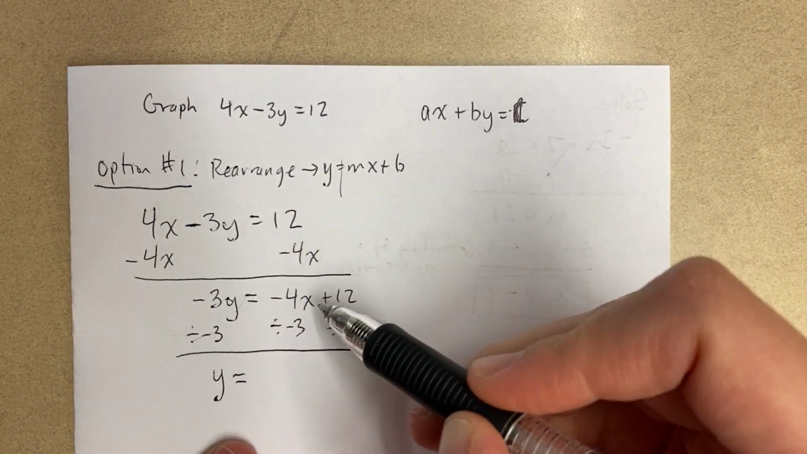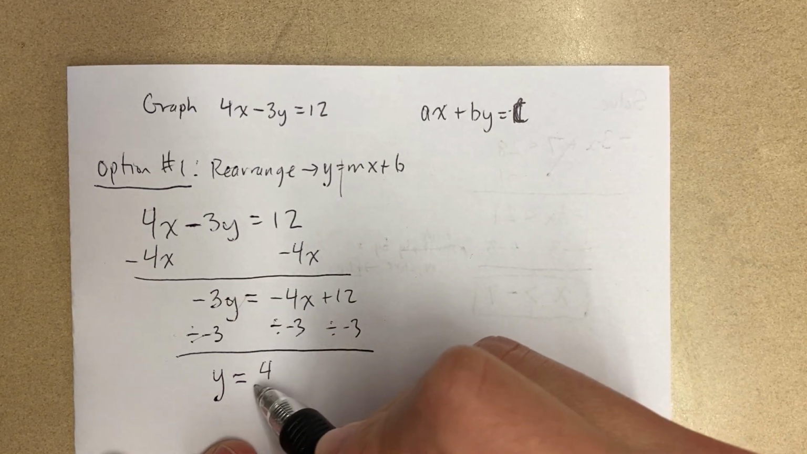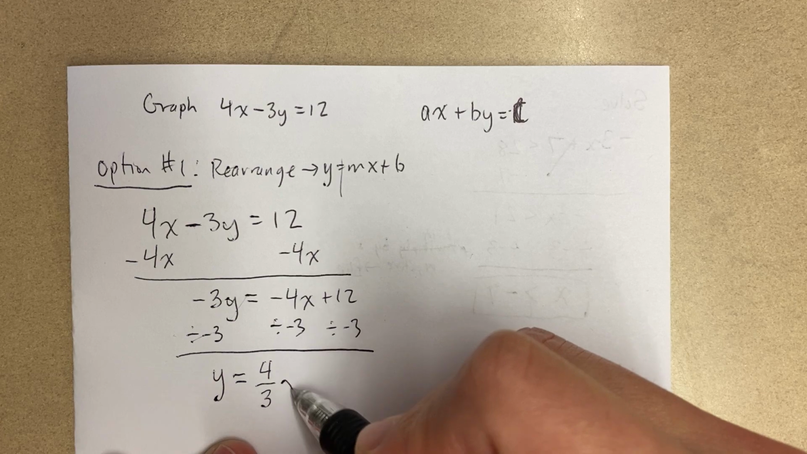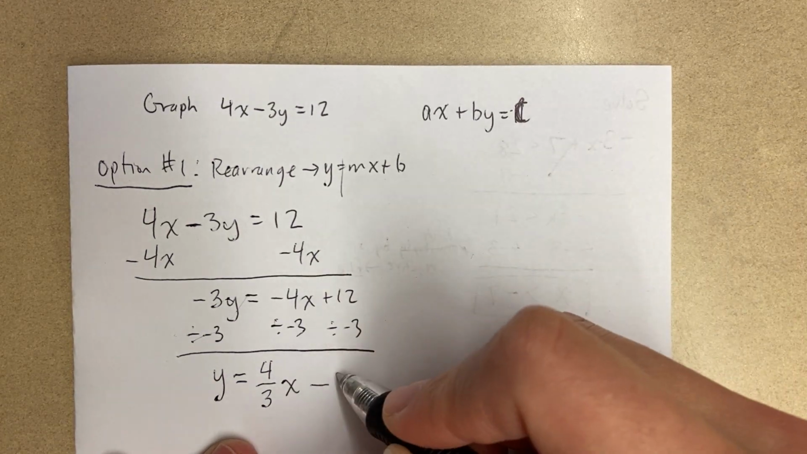Now, it still follows the same rules as if I was doing the math. So negative divided by negative is positive. And 4 over 3, I'm just going to keep it like that. That's 4 over 3x. And then positive divided by negative is negative, and 12 divided by 3 is 4.